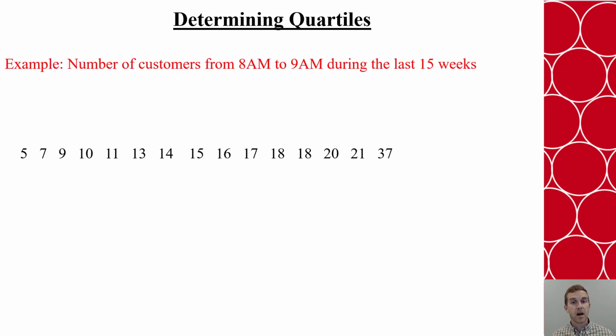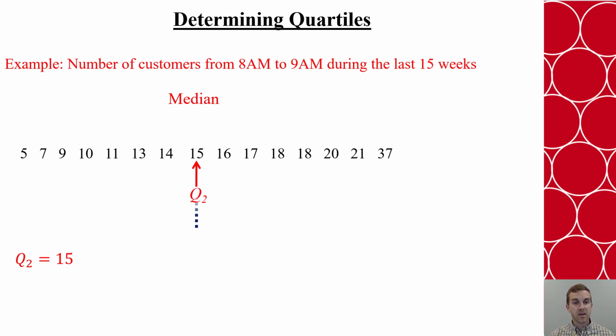So say a store was counting the number of customers that came in from 8 a.m. to 9 a.m. during the last 15 weeks. So here's the data. It is in order. If we wanted to determine the quartiles, we'd first find the median. In this case, the median would be 15. It is the middle number in this ordered set. And that will represent Q2.